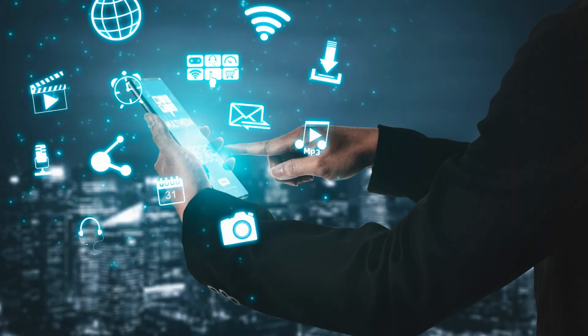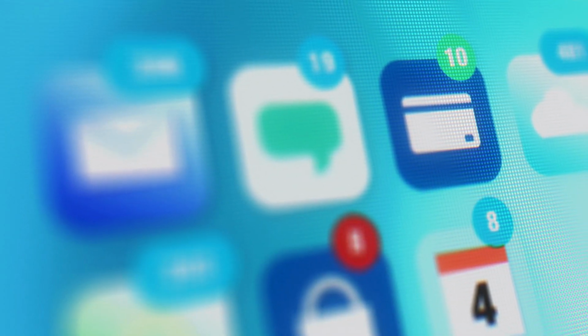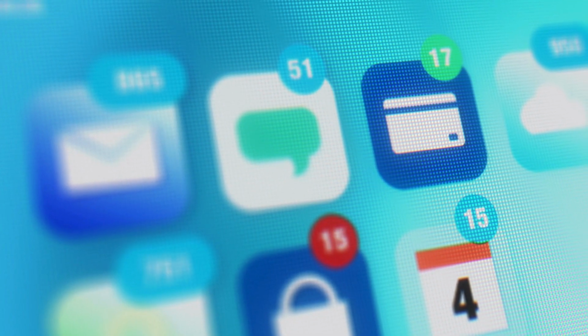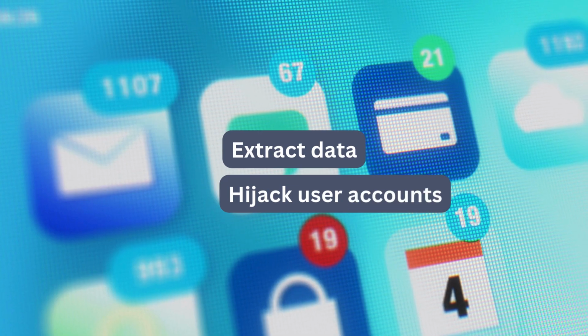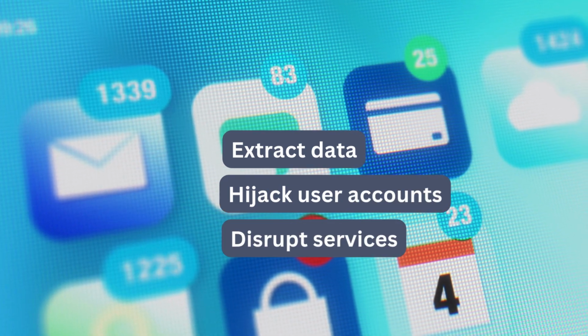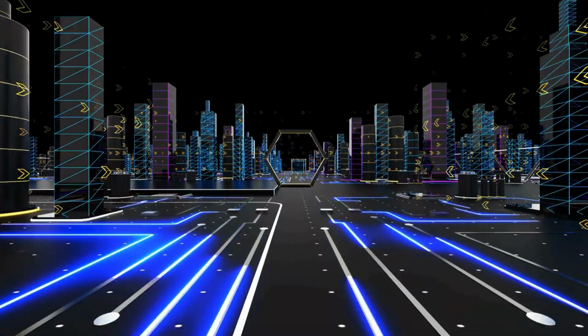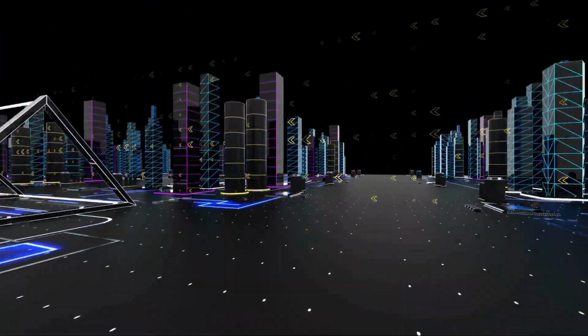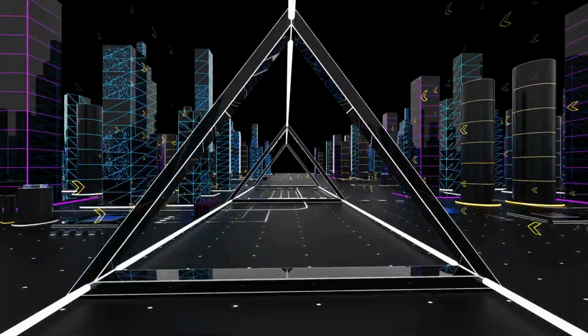Let's get started. APIs, or application programming interfaces, power modern web applications, but they also introduce serious security risks. Hackers look for weak points in API implementations to extract data, hijack user accounts, and disrupt services. Let's explore 3 real-world examples of how API vulnerabilities lead to major security breaches.